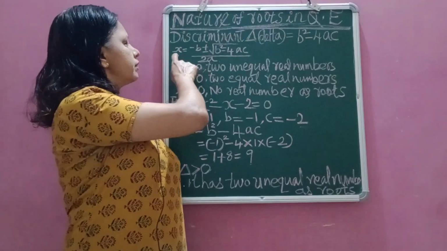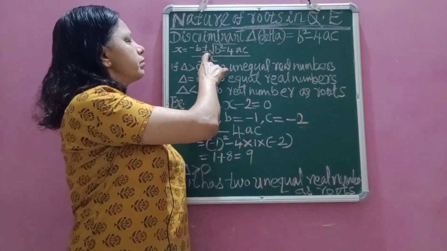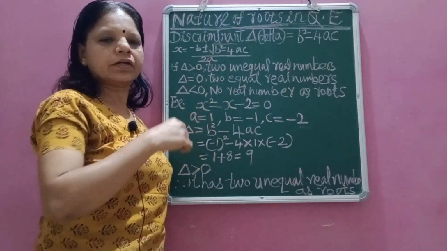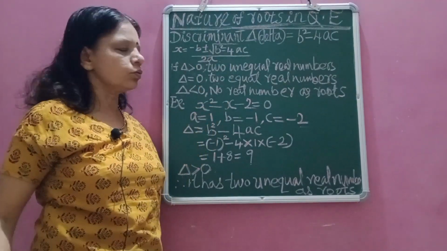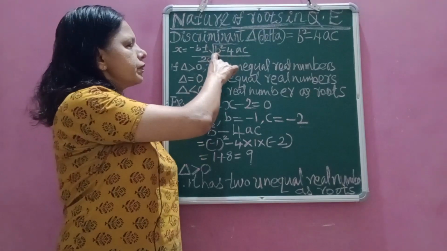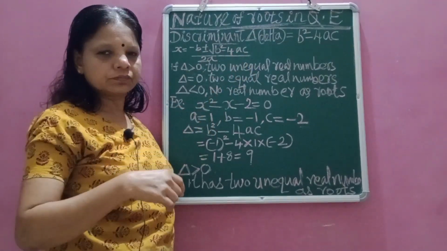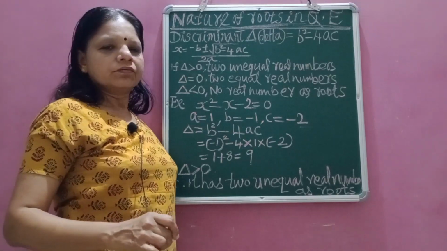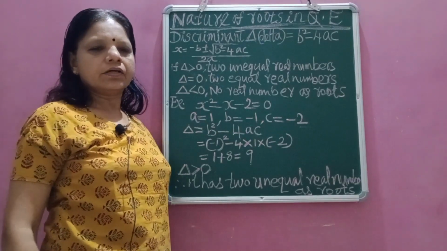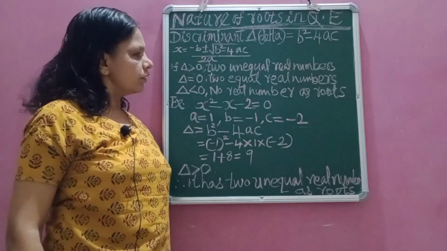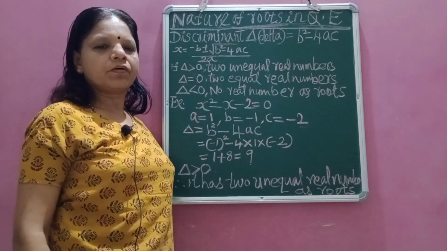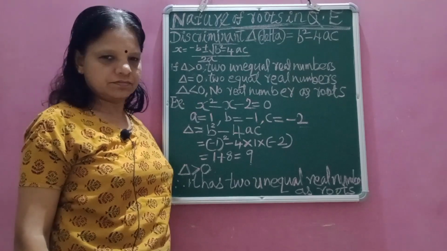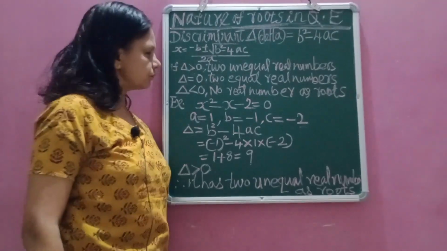The formula is x is equal to minus b plus or minus square root of b square minus 4ac upon 2a. Since this expression lies within the root, its value will be deciding which type of solution it is or which type of root it is. How it is, we will see.